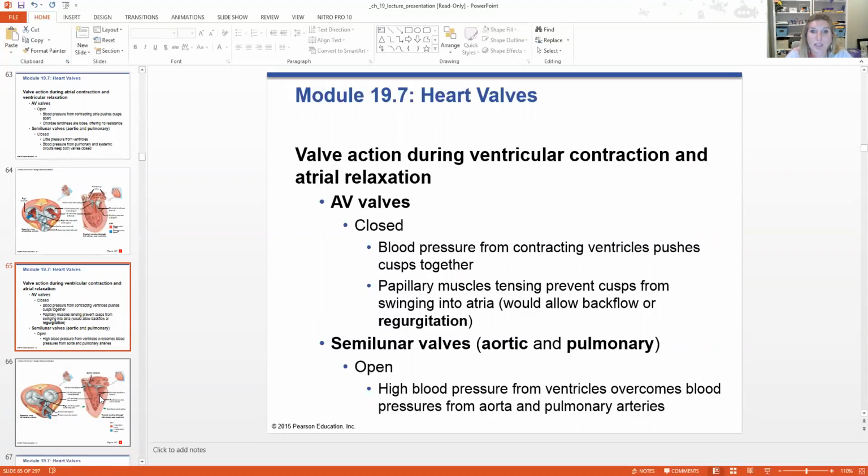So during ventricular contraction, our AV valves are closed. As our ventricles are contracting and our atria are relaxing, our AV valves are shut. So blood pressure from the contracting ventricles is basically going to push the cusps of those valves together and get them to shut, kind of like a door slamming when the wind blows by. The papillary muscles are going to prevent them from opening back up. They're pretty much sealed shut. The semilunar valves are going to open because of the increased pressure within the ventricles. It's going to basically force them to open up and allow the blood to spurt out, if you will, into the vessels.